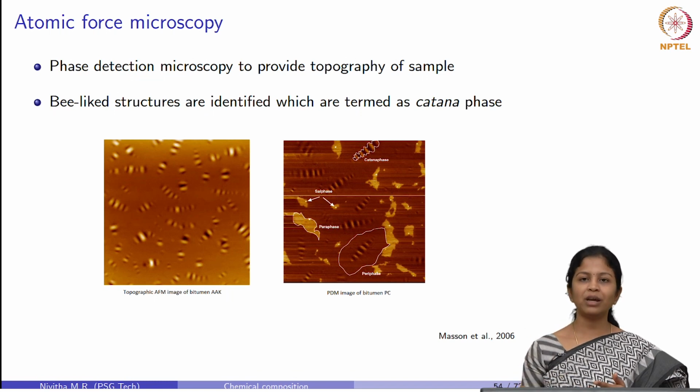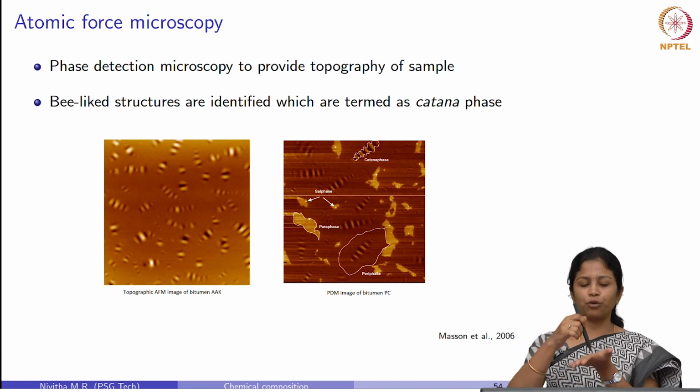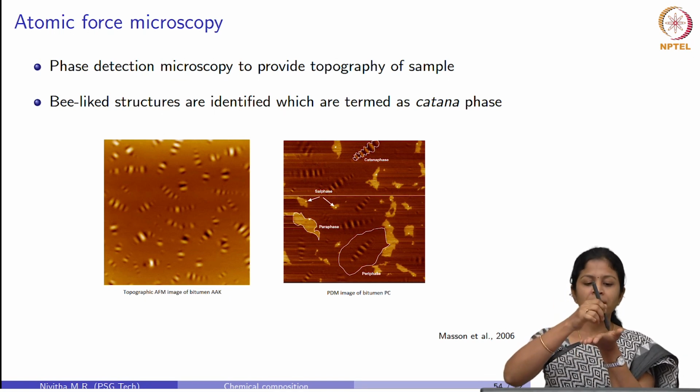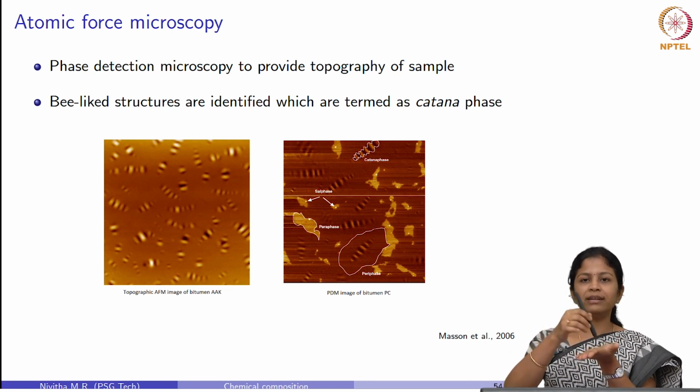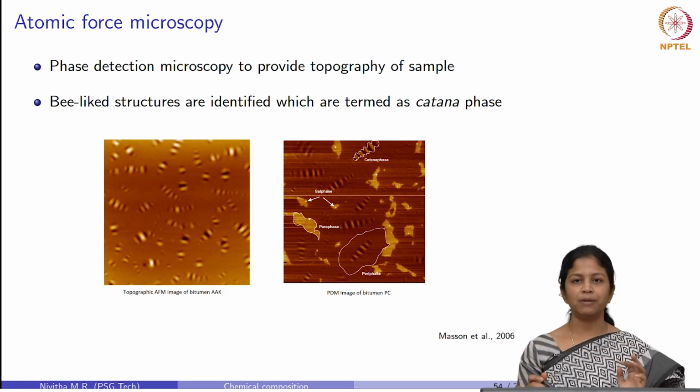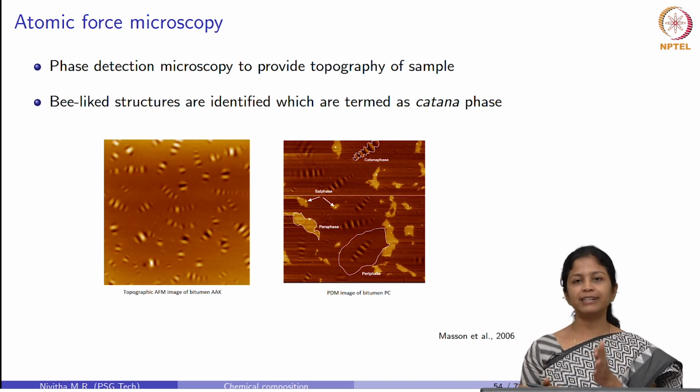How this technique works is, we have a cantilever probe which keeps scanning this material in a particular linear fashion. This cantilever probe keeps moving along the surface of the material. Depending upon the indentations in the surface, it will move down or up, and that provides information related to the morphology. The second one is a phase detection mode.